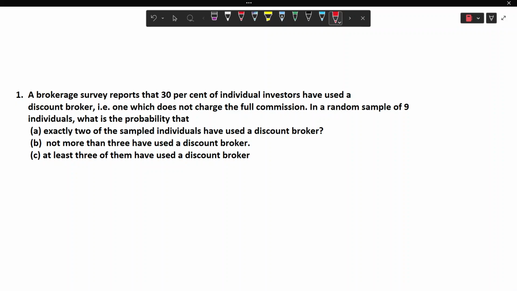Now let's solve another illustration. A brokerage survey reports that 30% of individual investors have used a discount broker. So who is a discount broker? A discount broker is one who does not charge full commission. In a random sample of 9 individuals, what is the probability that exactly 2 of the sampled individuals have used a discount broker? Not more than 3 have used a discount broker, and at least 3 of them have used a discount broker. So kindly pause the video and identify the variables in it. Are you able to identify N, your P, and your Q? So pause the video and identify them.